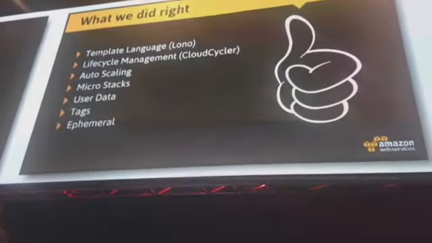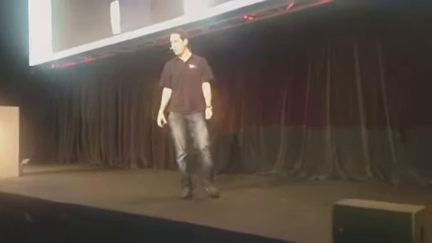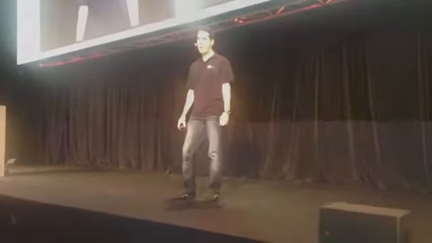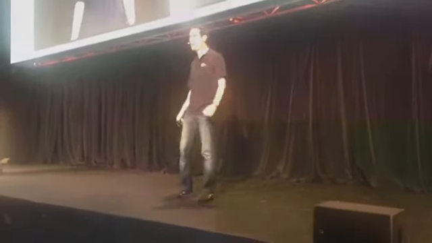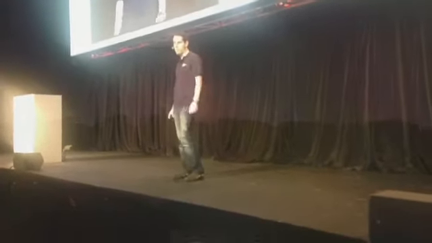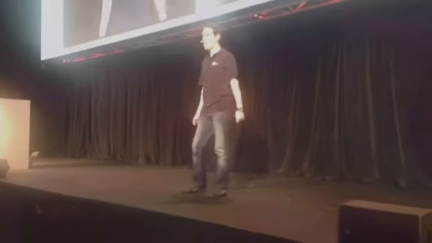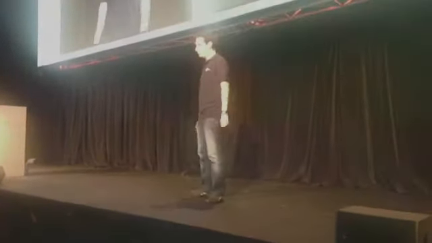So what we did right. The templating language is fantastic. The lifecycle management worked very, very well. We made sure that all our templates always were using autoscaling. We moved to the microstacks model fairly quick. Our user data ended up being really quite manageable because of the templating system. We tagged everything, so we knew exactly who owned all the infrastructure. And we tried to use as much ephemeral as possible. We wanted everything to not really contain state.